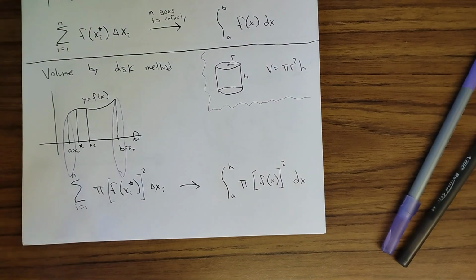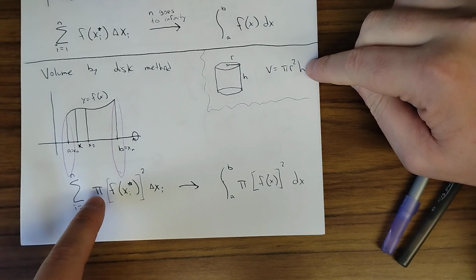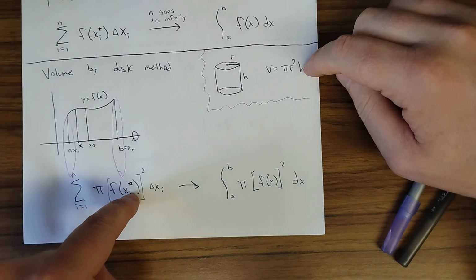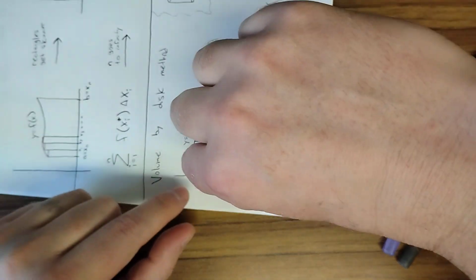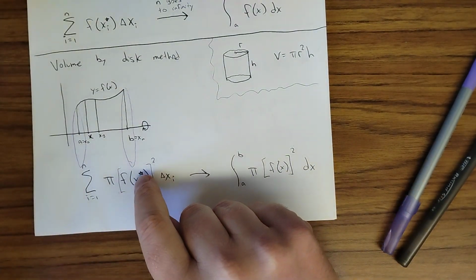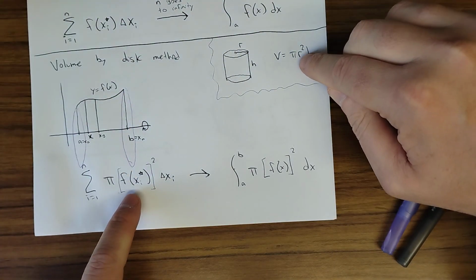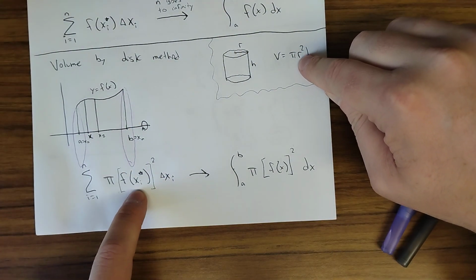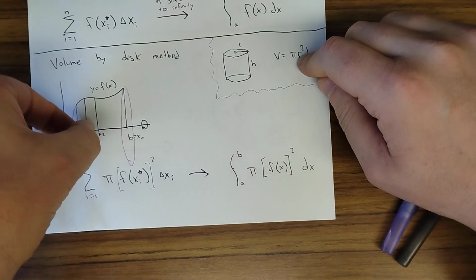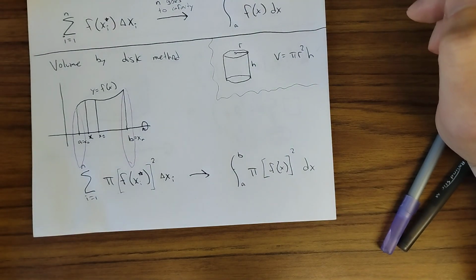So I add up the volumes of the cylinders. Here I have the formula for the volume of a cylinder. So I go pi, and then what's the radius of the cylinder? These cylinders are sideways, so the radius is from here to here. In other words, that's f of x. So I wrote f of x sub i star, and again, the x sub i star could be the left endpoint or the right endpoint or whatever. So that's pi r squared, that's my r. And then what is h? h is the width of the interval, and that's what we call delta x sub i.